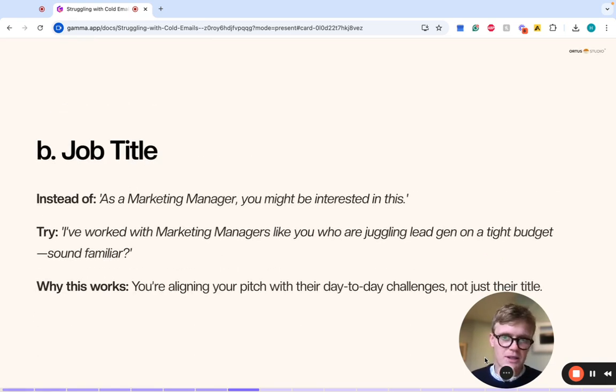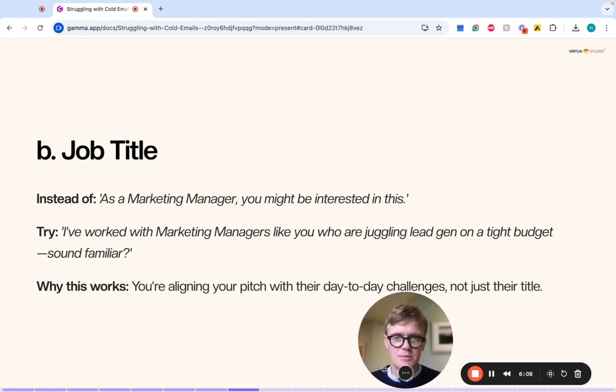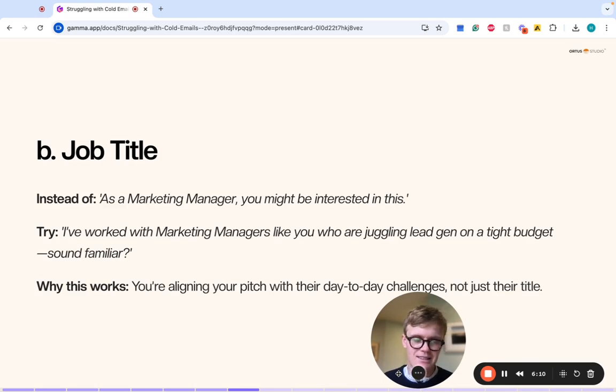Then the next one, job title. Instead of, as a marketing manager, you might be interested in this, try something like, I've worked with marketing managers like you who are juggling lead gen on a tight budget. Does this sound familiar? This works because you're aligning your pitch to their day-to-day challenges, not just their title.